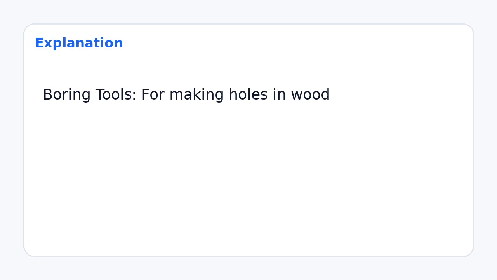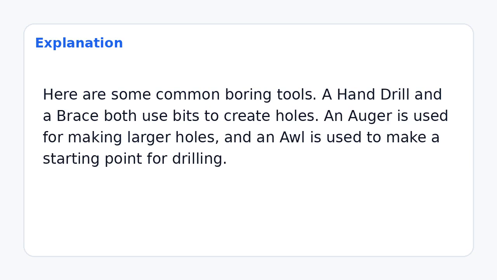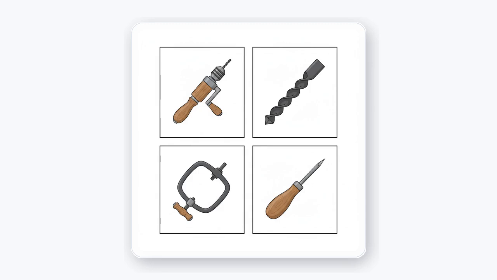Boring tools. Boring hand tools are instruments designed for creating holes or cavities in wood. Here are some common boring tools. A hand drill and a brace both use bits to create holes. An auger is used for making larger holes, and an awl is used to make a starting point for drilling. Take a good look at these boring tools. Can you see the drill, the auger, the brace, and the awl? Each one helps to make different kinds of holes in wood.